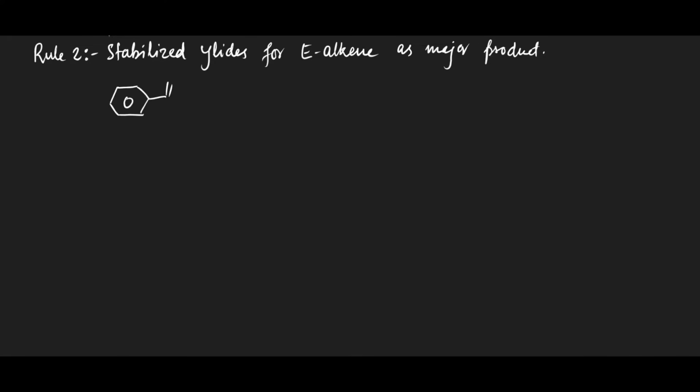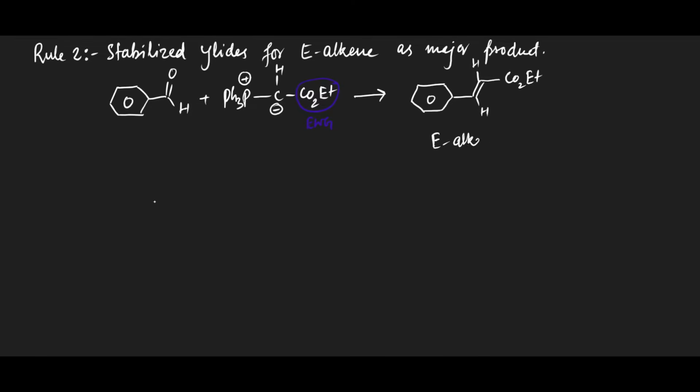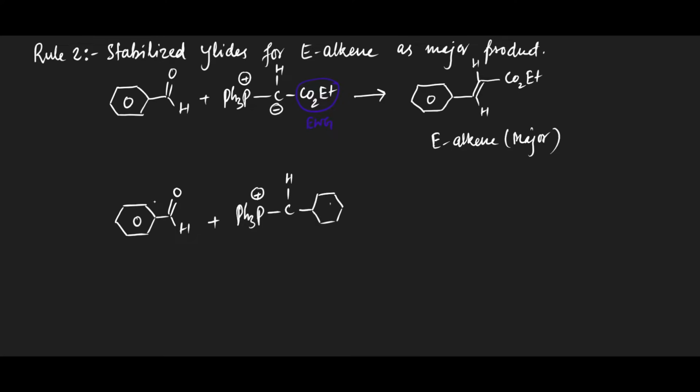Rule 2 is that a stabilized ylide forms the alkene as the major product. For example, when we react benzaldehyde with this stabilized ylide, having an ester group directly attached to the carbanion carbon, the major product will be formed with E stereochemistry. Similarly, if we react this benzaldehyde with this ylide, which is stabilized by a phenyl ring, the major product alkene will be formed having E stereochemistry.